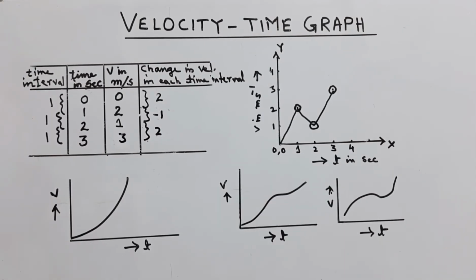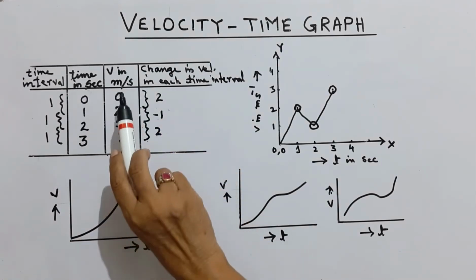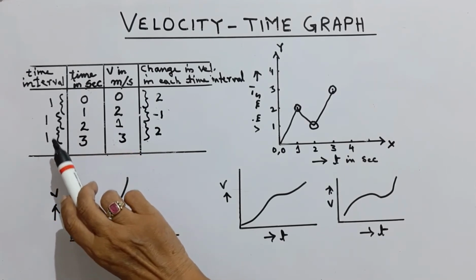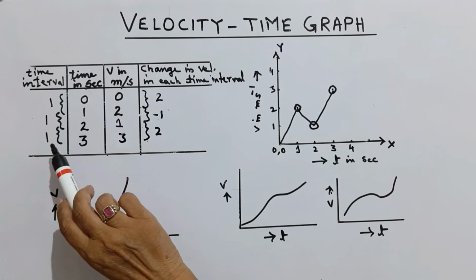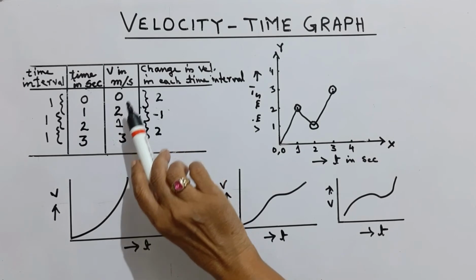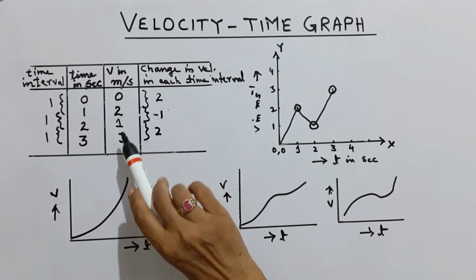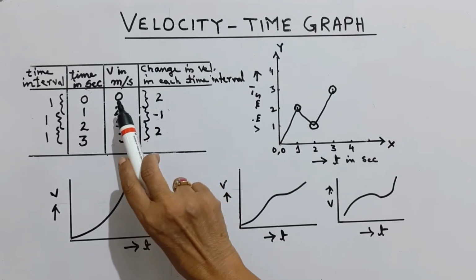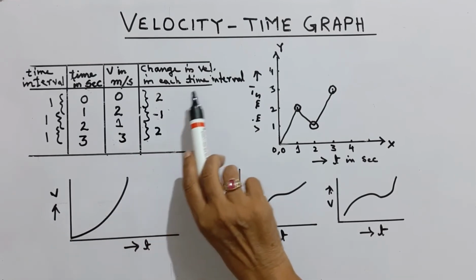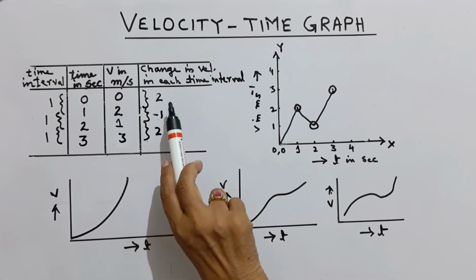Let us take another example. The time in seconds and velocity in meter per second is given here. We calculate time intervals which are 1 second in each case. The velocity in meter per second is given and we see that the velocity is not changing uniformly. It is 0, 2, 1 and 3 for the respective times. The change in velocity is calculated now for each time interval and we see that it is also not the same.